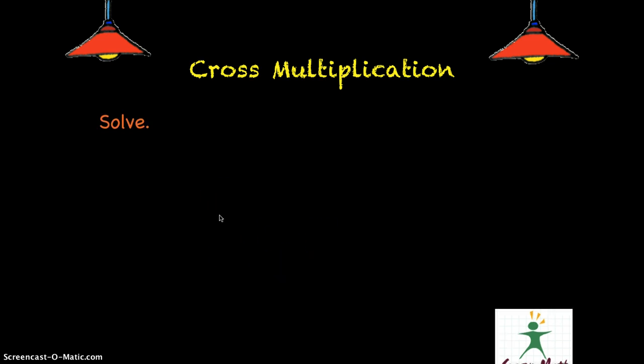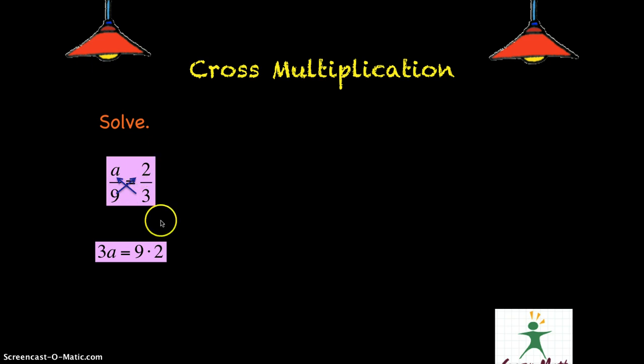Second example, a over 9 is equal to 2/3. Draw the cross first, from 3 to a, then from 9 to 2, then rewrite the equation using multiplication, so you will have 3a is equal to 9 times 2. Simplifying this equation, you will have 3a is equal to 18.